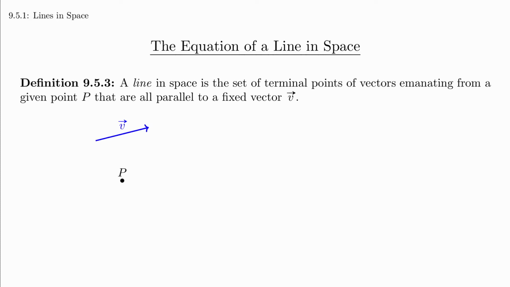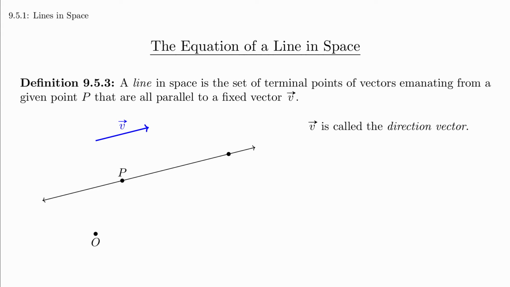Here's a point P and a vector V. We want to draw the terminal points of all vectors that emanate from P that are parallel to V. Here are some examples. We should also include vectors that are parallel but point in the opposite direction. Notice how all these points form a line and that this line is parallel to V. For this reason, V is called a direction vector.